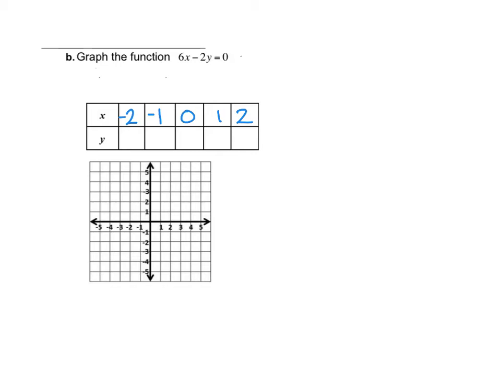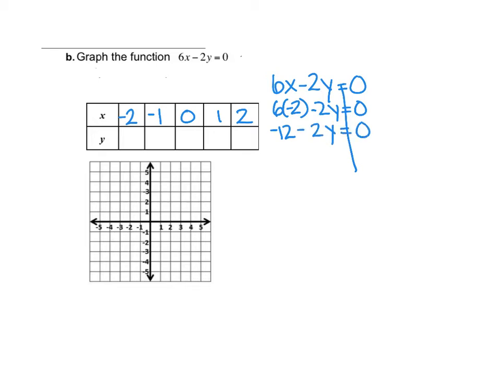So let's start then with our equation. We have 6x minus 2y is equal to 0. And we're going to plug in this -2 for x. Now this one's going to take a little bit more work to solve because those variables are both on the same side. So I'm going to add the 12, and I have -2y is equal to 12. And y is going to be equal to, I divided by -2, -6.